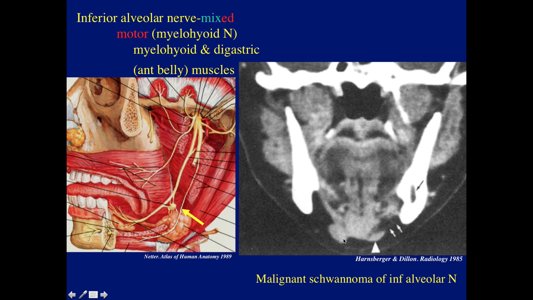Here's the normal right-sided anterior belly of the digastric, and here's the mylohyoid. Notice you don't even see the mylohyoid here, and there's denervation atrophy of the left anterior belly. So this is because of this involvement. The lesion must have been higher up, but it involved this mylohyoid nerve, which travels down to supply the anterior belly of the digastric and the mylohyoid muscle. And that's why you end up with denervation atrophy of these two muscles.